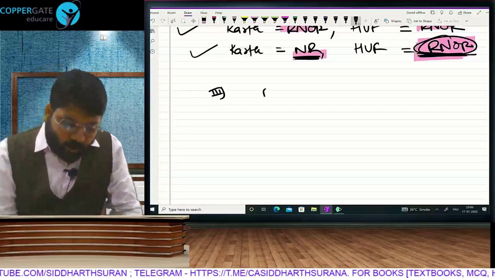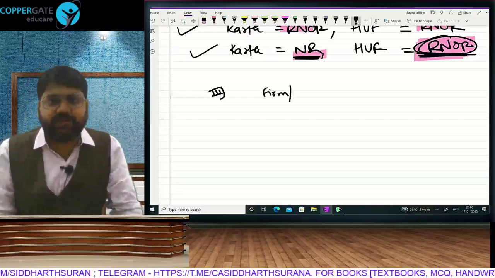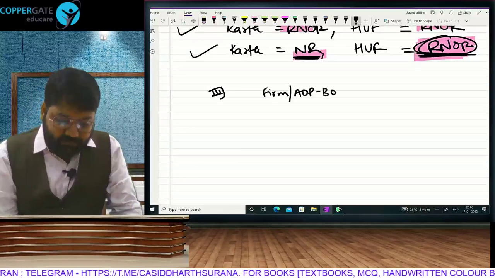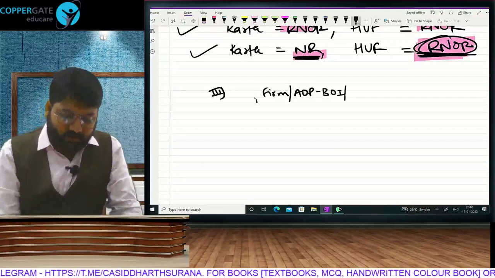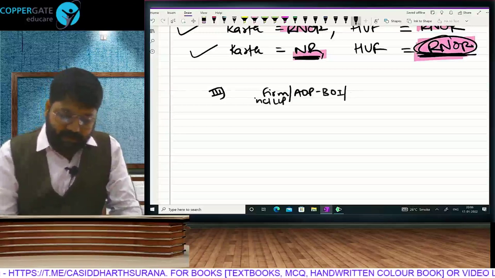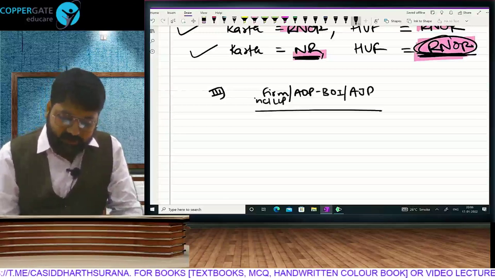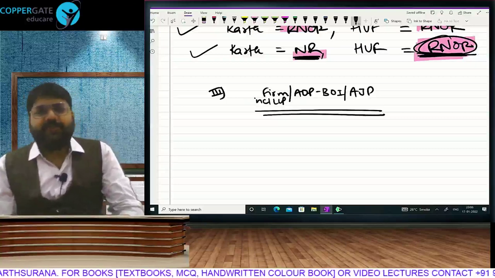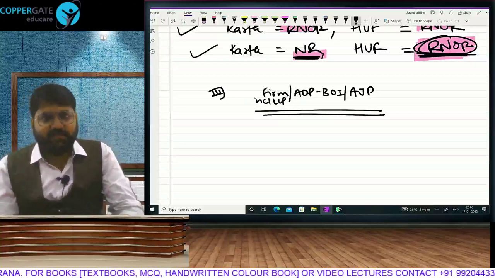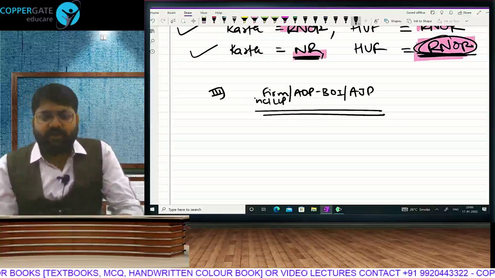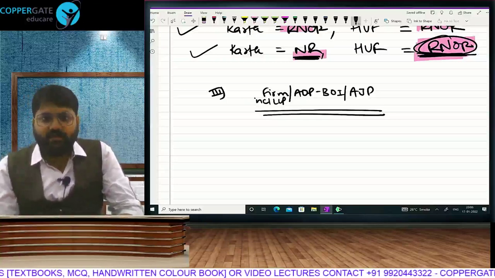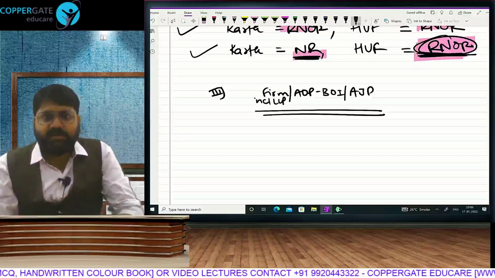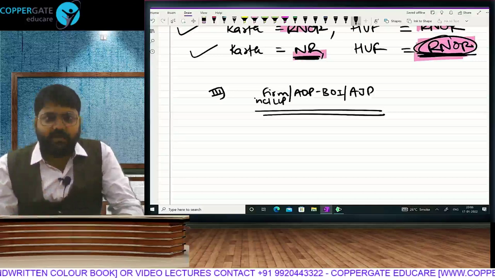Second thing, all the remaining assessees, that means firm, AOP, BOI. Firm will always include LLP, an artificial juridical person. Common rule. Only company is separate, and as far as local authority is concerned, please listen. Local authority means municipal corporation, government at the local level. It can never be non-resident. It is always going to be resident only. You don't have to check anything.